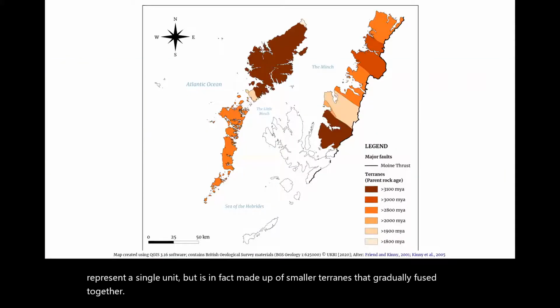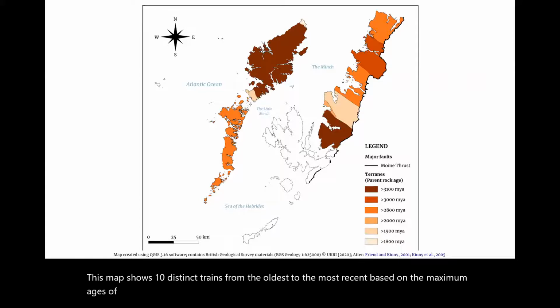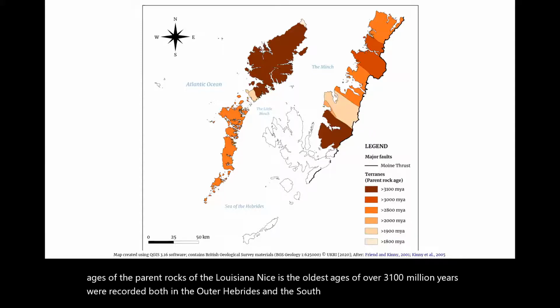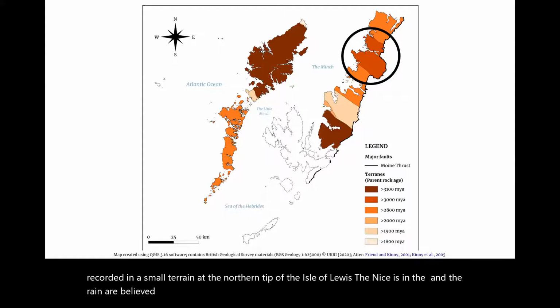This map shows 10 distinct terranes from the oldest to the most recent, based on the maximum ages of the parent rocks of the Lyrician gneisses. The oldest ages, of over 3,100 million years, were recorded both in the Outer Hebrides and the South mainland. The youngest age was recorded in a small terrane at the northern tip of the Isle of Lewis. The gneisses in the Assynt terrane are believed to be the most representative example of the Lyrician gneisses, as they record all of the events.